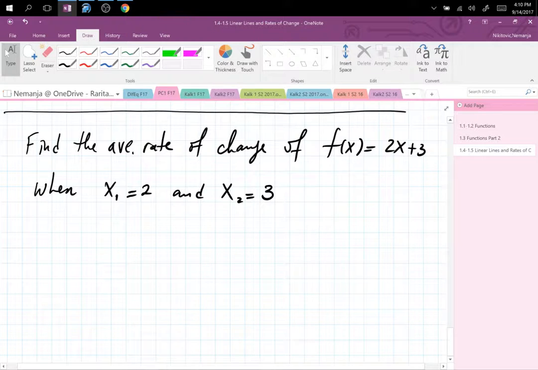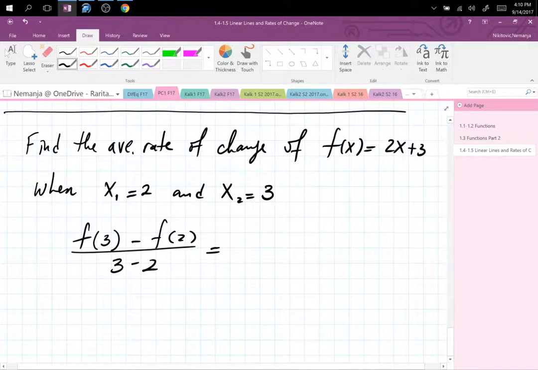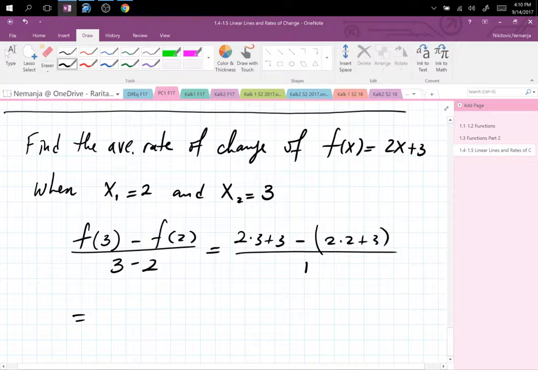So what do we get? We have f of 3 minus f of 2 divided by 3 minus 2. All we do is we plug in the values. So f of 3 is 2 times 3 plus 3, minus f of 2, which is 2 times 2 plus 3, divided by 1. We don't have to worry about that. So I have 6 plus 3 is 9, minus 4 plus 3 is 7. The answer is 2. Just plug and pray. It works out. That's all it is.